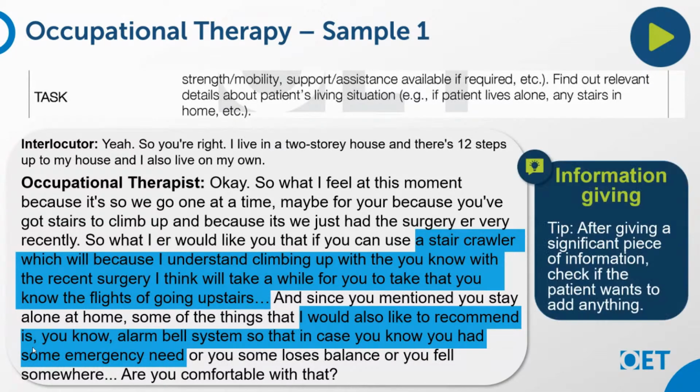So, my tip here is, after you've given a significant piece of information, like introducing a piece of equipment, check with the patient if what you said was clear, or if they have any response to what you said, before continuing with other information, even if that information is related.